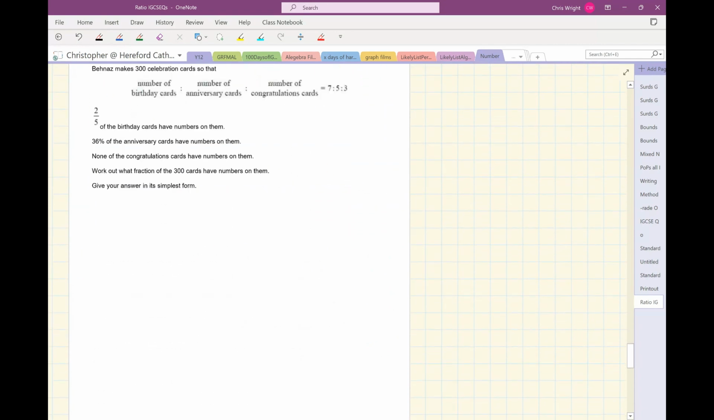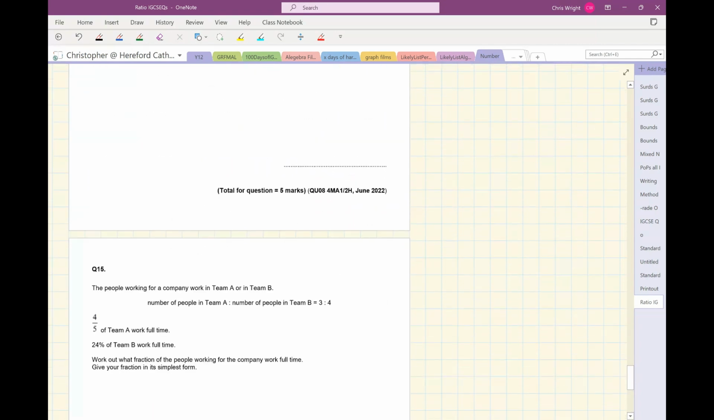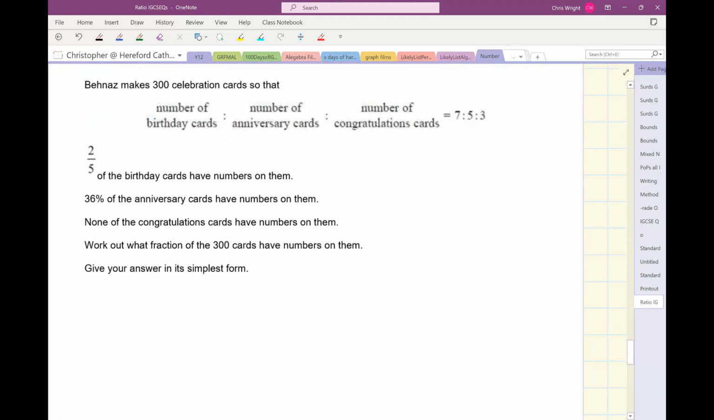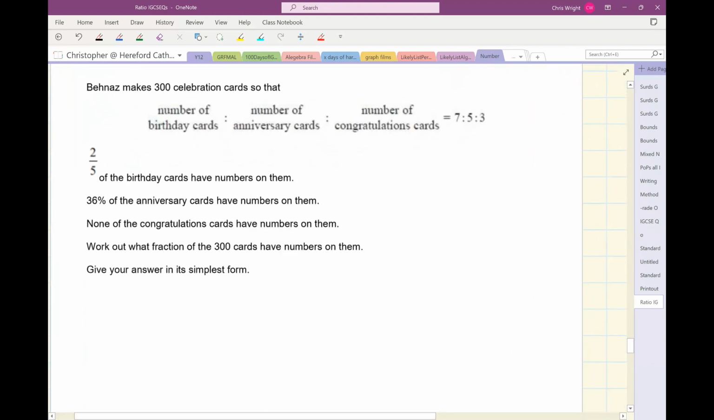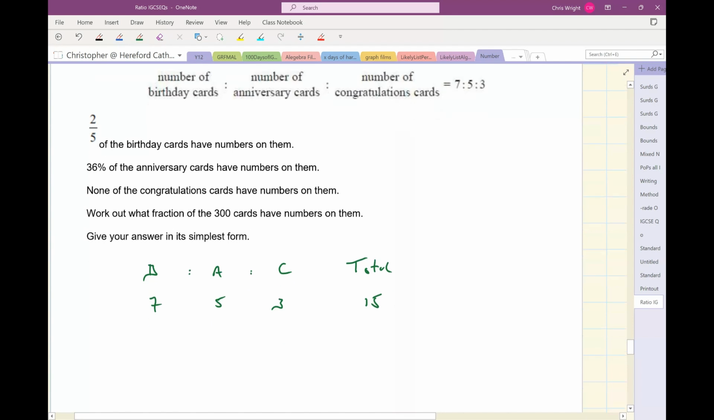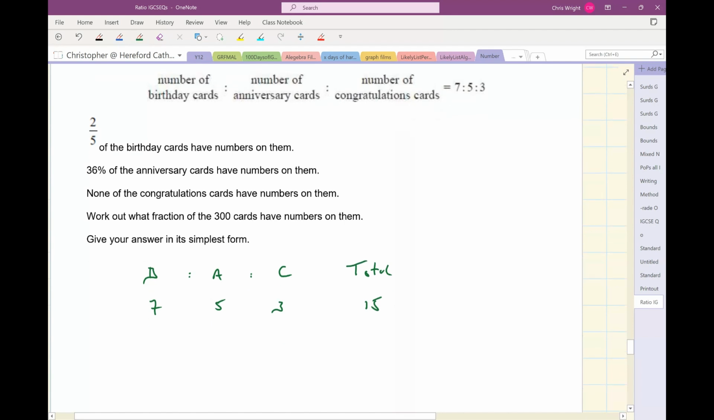Right, question 14, and then question 15, and then we're there. Question 14, right, we're making 300 celebration cards. So that birthday to anniversary to congratulations is 7 to 5 to 3. That gives me a total of 15. 2/5 of the birthday cards have numbers on them. Okay. 36% of the anniversary cards have numbers on them. None of the congratulations cards have numbers on them.